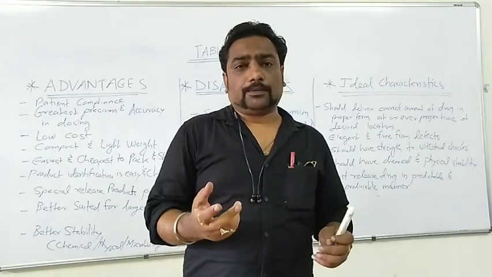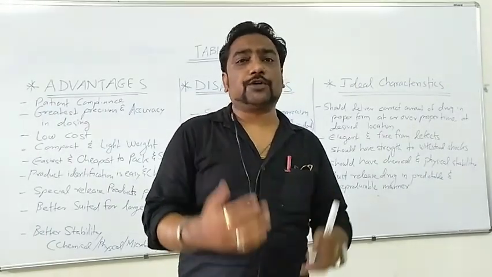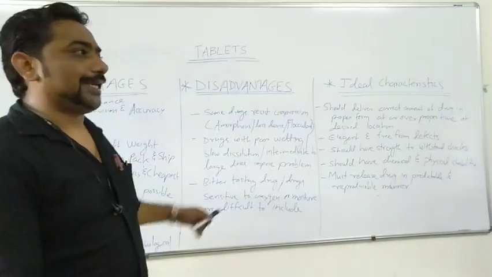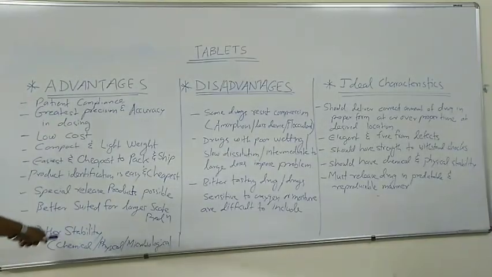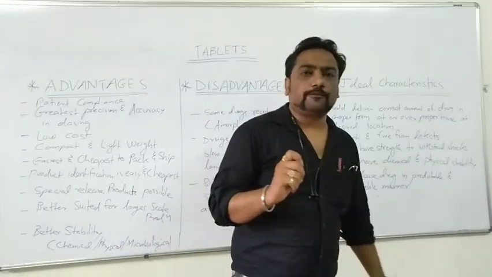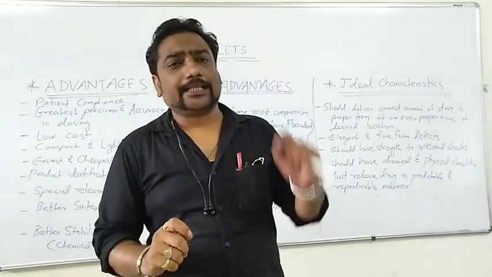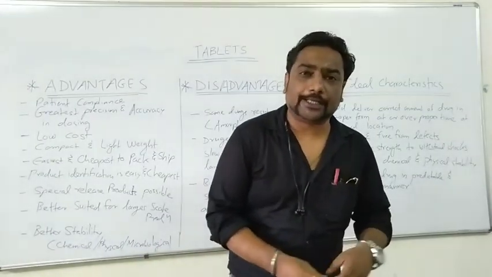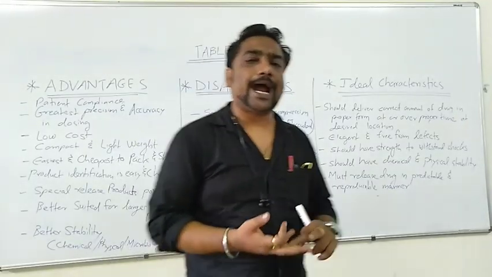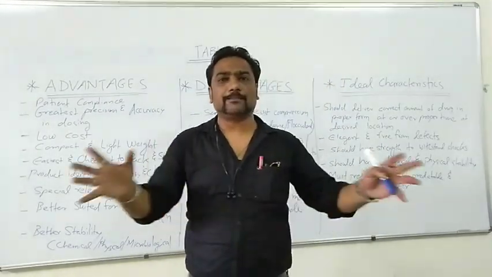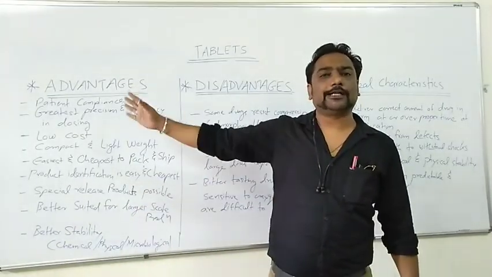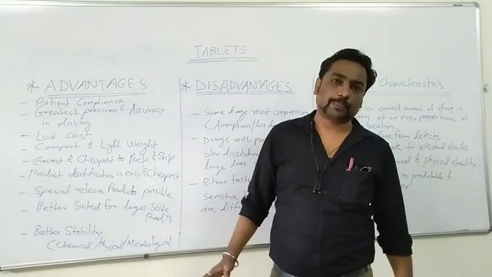So there are machines available which give you faster production. So the output of the manufacturing process is fast in the tablet as compared to other dosage forms. Then better stability, from the point of view of chemical stability, physical stability and microbiological stability. So in tablets we get more chemical, physical and microbiological stability as compared to other products. So these are all the enlisted advantages of tablet dosage form.